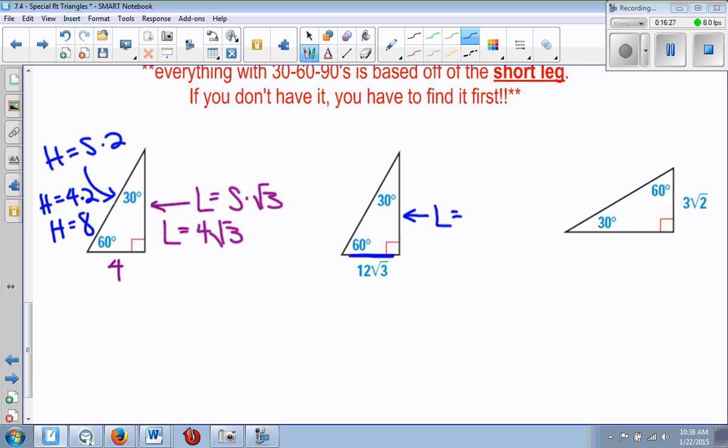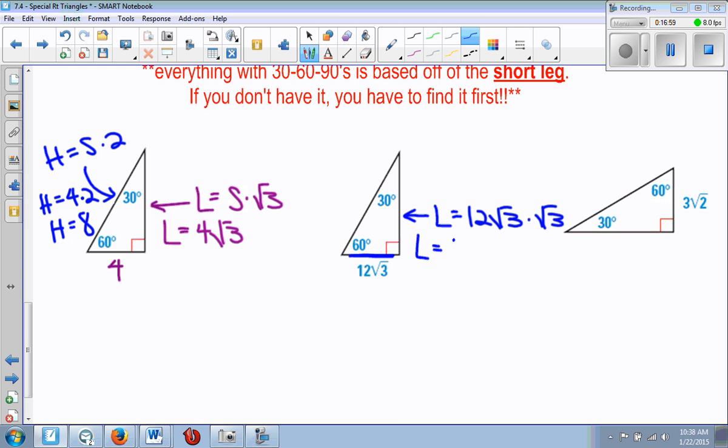So if I want the long one, we're going to take short, and we're going to multiply by the square root of 3. Now, you may be looking at that kind of weird and saying to yourself, but it already has a root 3. Why would I multiply by another one? Well, the deal is, it doesn't matter what the short leg is. If you want to find the long leg, you always multiply by root 3. Whether or not it already has a root doesn't matter. You always multiply by root 3.